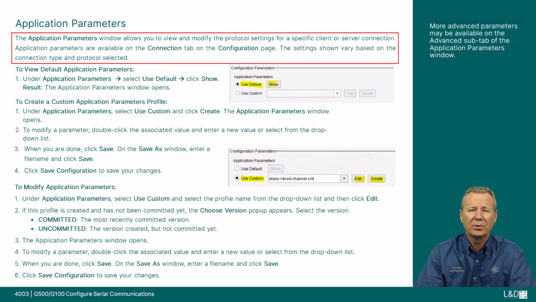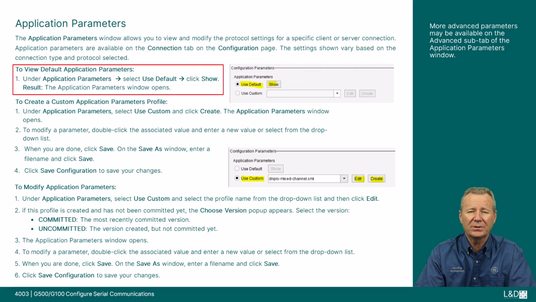The Applications Parameter window allows you to view and modify the protocol settings for a specific client-server connection. Application parameters are available on the Connection tab on the Configurations page. The settings shown may vary based on connection type and protocol selected.